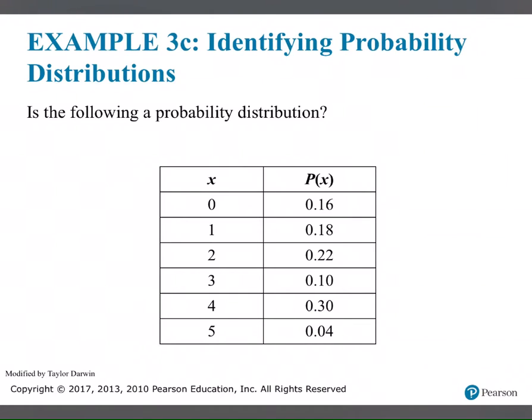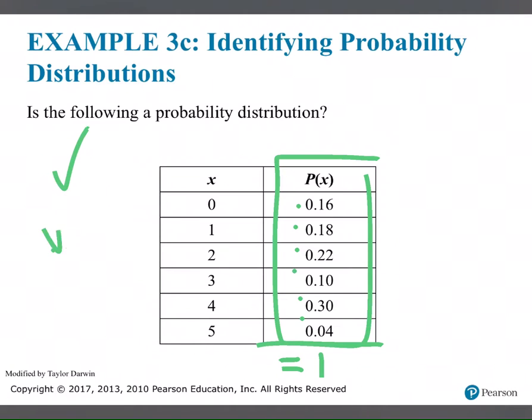Lastly, this one, I'm looking at the P of X, add them all up, they equal 1. And they are all between 0 and 1. So yes, this one is a probability distribution.